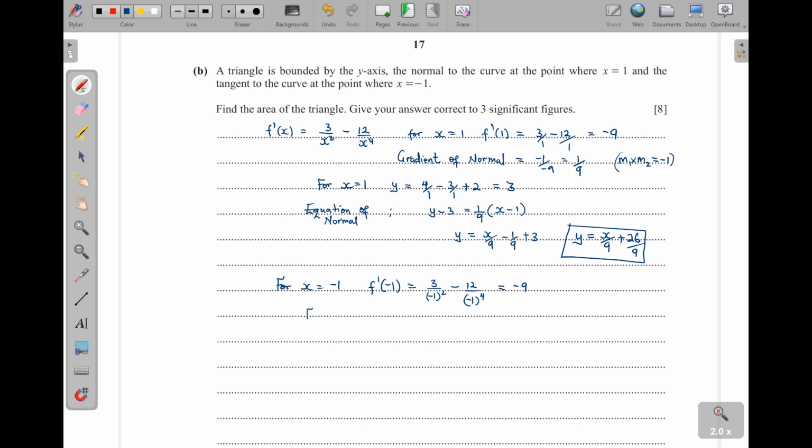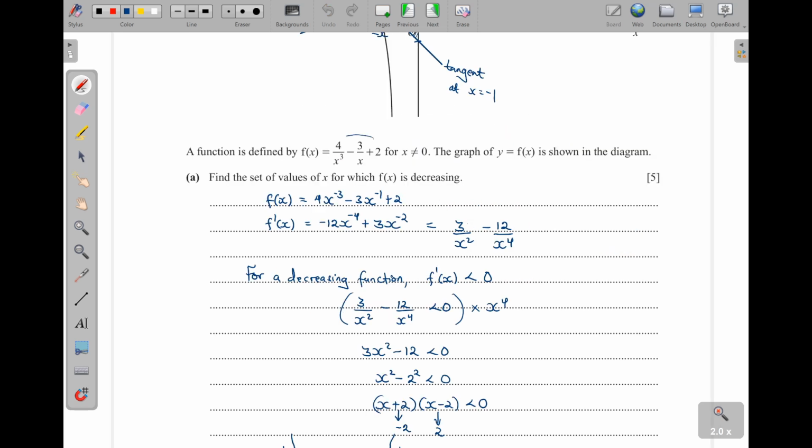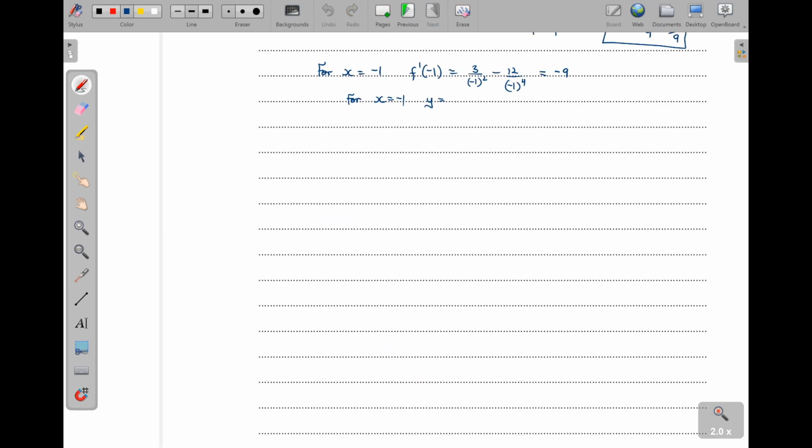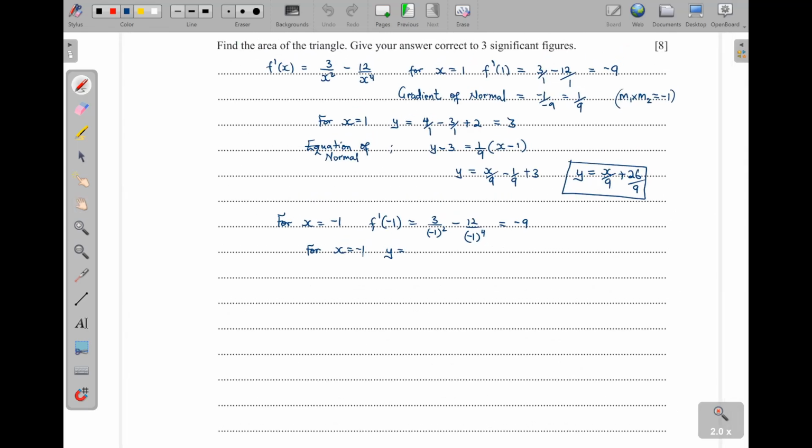Now for, again, x is equal to -1, what is the value of y? Y here is 4 over x cubed, then minus 3 over x, plus 2. So when I go back here, this one will be 4 over (-1) cubed, then minus 3 over x, and then plus 2. The power of a negative is a negative, so this will be -4, and then this one will be a positive. So -4 plus 3 gives us -1, then plus 2 will give us +1. So meaning we have the point (-1, 1), okay?